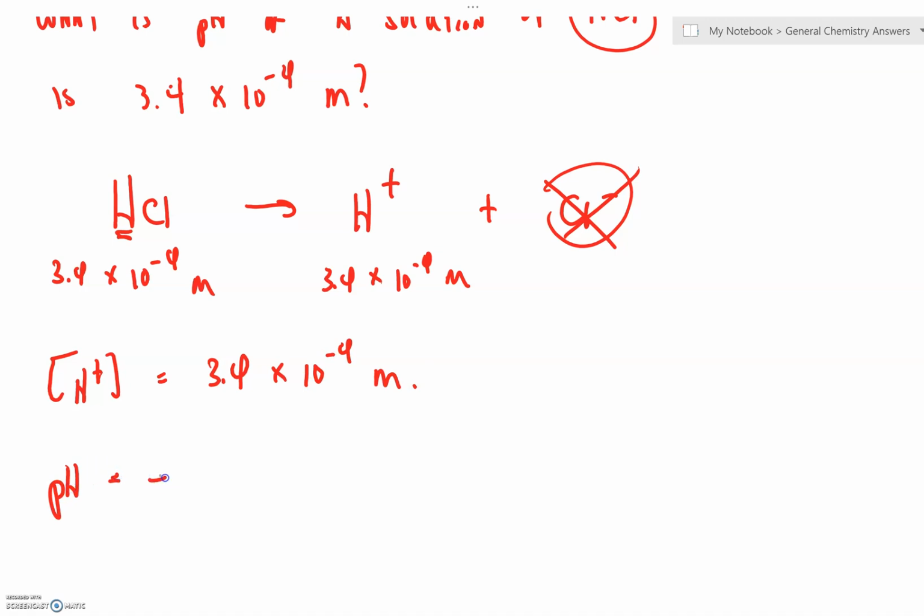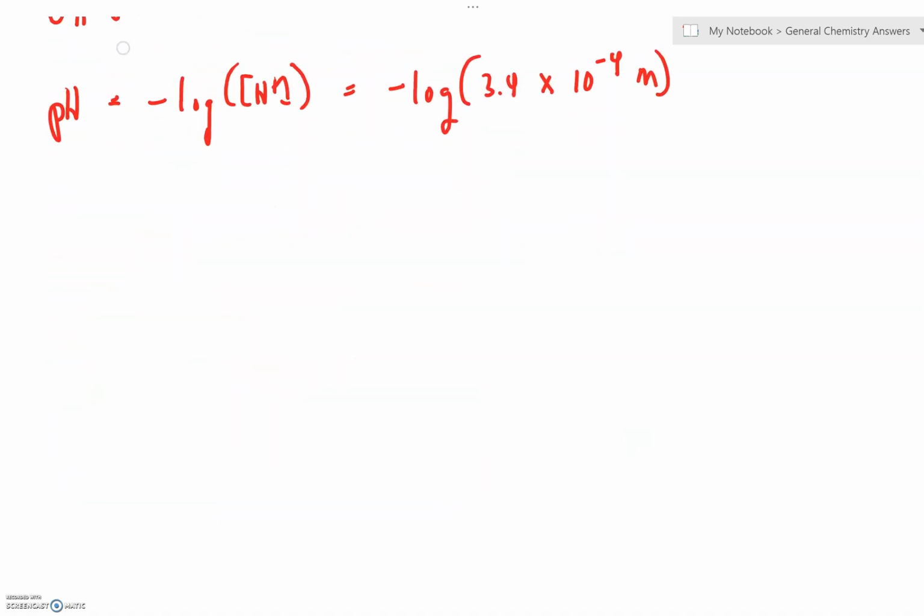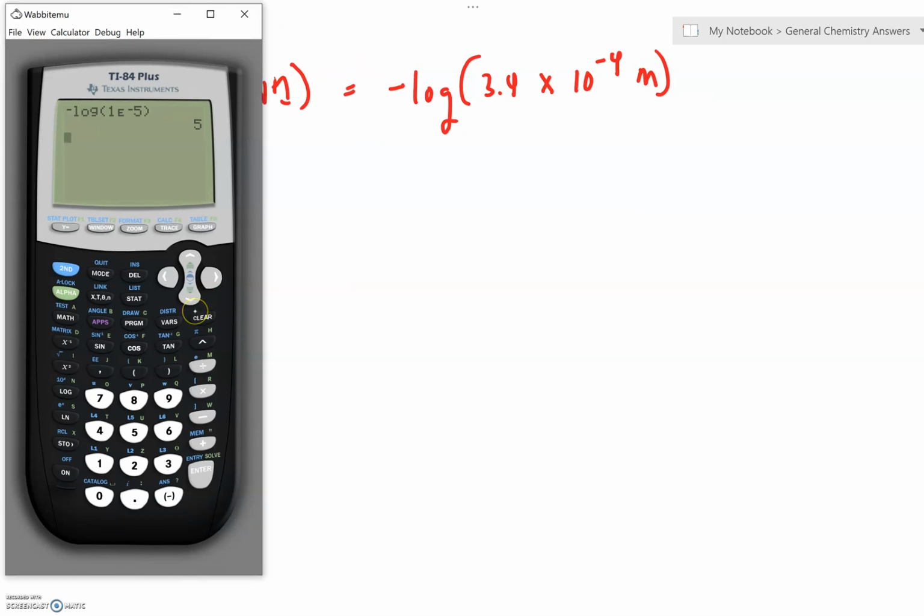What's the pH? It's equal to negative log of the concentration of H+ in solution. Well, you know that. So negative log, in this case, of 3.4 times 10 to the negative 4 molar. Let's bust out our calculator. I have my Texas Instruments graphing calculator right here on my computer. So we're going to say negative, hit the log button right here next to the 7, and enter your concentration, 3.4 times 10 to the negative 4. You don't even need the closed parentheses. Boom! There is our pH, 3.468.